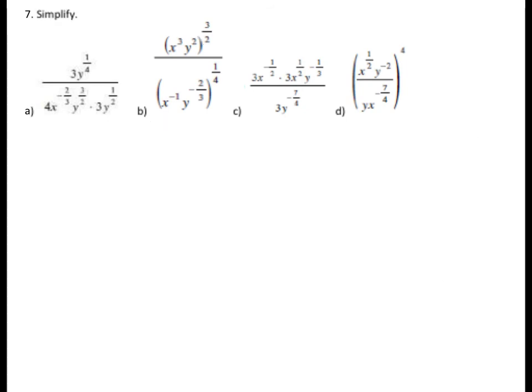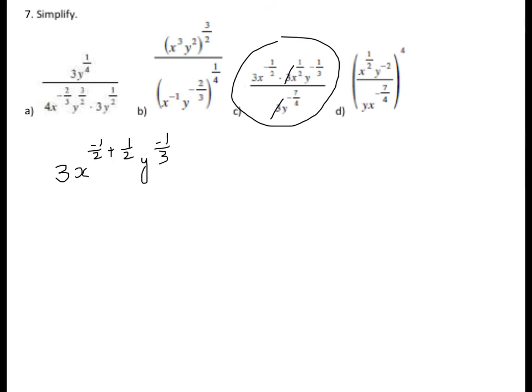Now we are going to do part C. 3x exponent negative 1 over 2, this one. So again, I'm going to simplify all the similar bases. So 3 goes with 3. So I'm going to end up with 3x, and then I can add the exponents negative 1 over 2 plus 1 over 2. And then y exponent negative 1 over 3, because there is no other y in the numerator, divided by y exponent negative 7 over 4.